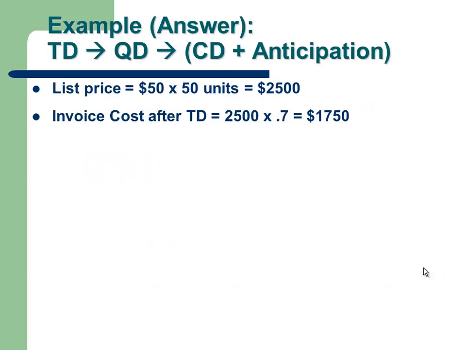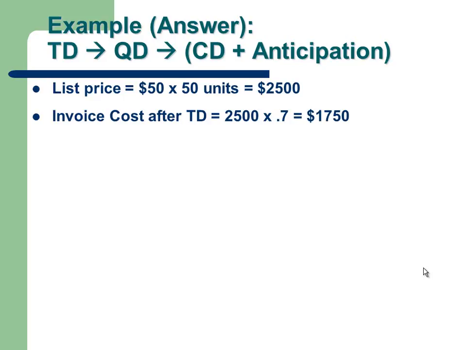All right, so let's take a look at the answer step by step. So the first order in the discounts is trade discount. So we're going to have to start from the list price and trade discount, right? The list price, or suggested retail price that was given in the problem, is that every unit is $50 and the buyer purchased 50 units, right? So $50 times 50 units, overall the total list price was $2,500.